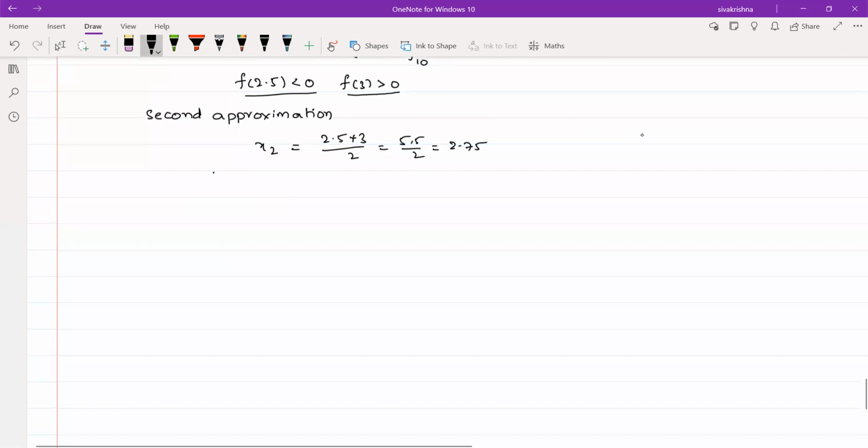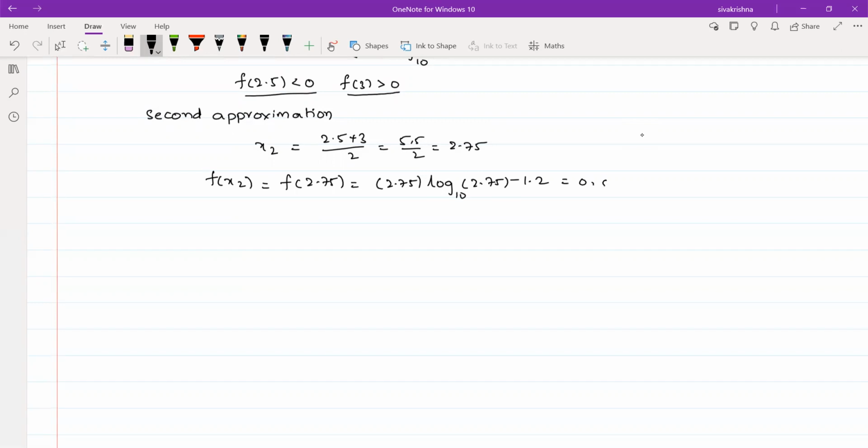Immediately after getting the second approximation, we have to find f of x2. It means we have to substitute 2.75 in the given equation, so that we get 2.75 into logarithm of 2.75, of course base 10, minus 1.2. This is approximately equal to 0.00816, which is a positive value. It means f of 2.75 is a positive value. In order to find the next approximation, we have to carry the negative value from the above step.